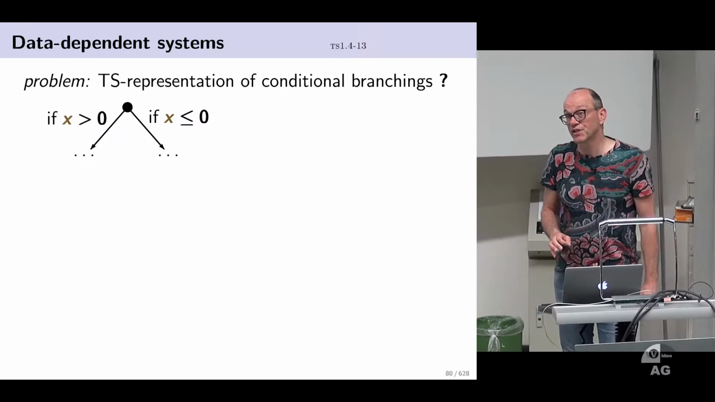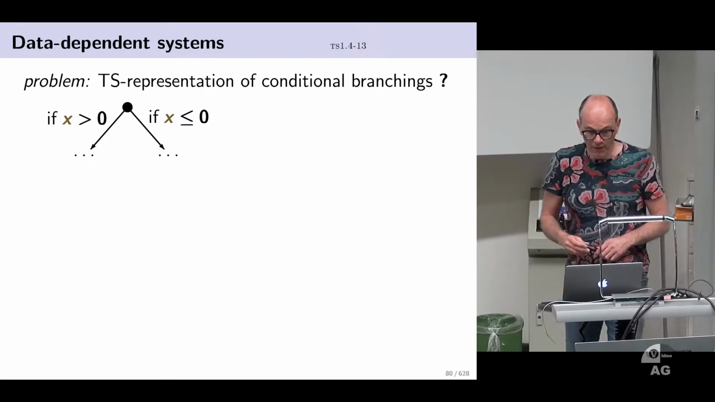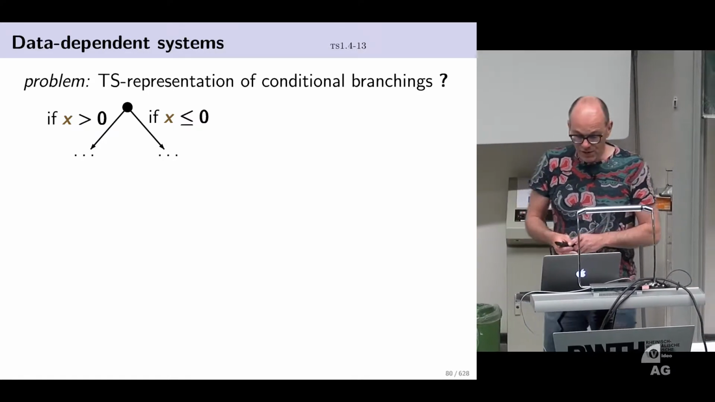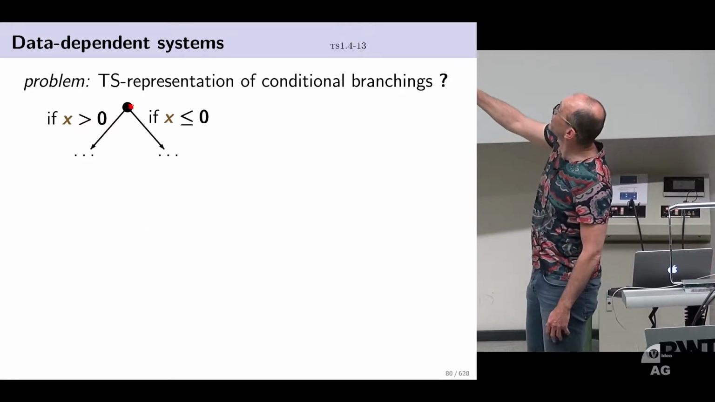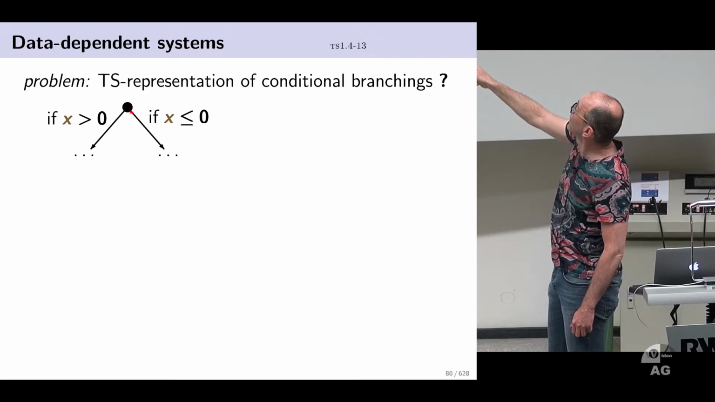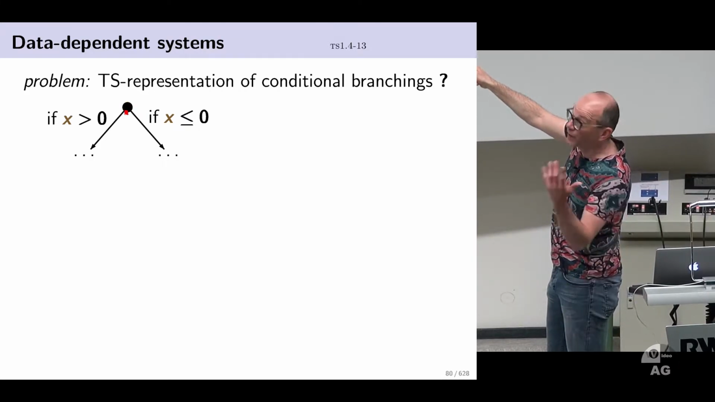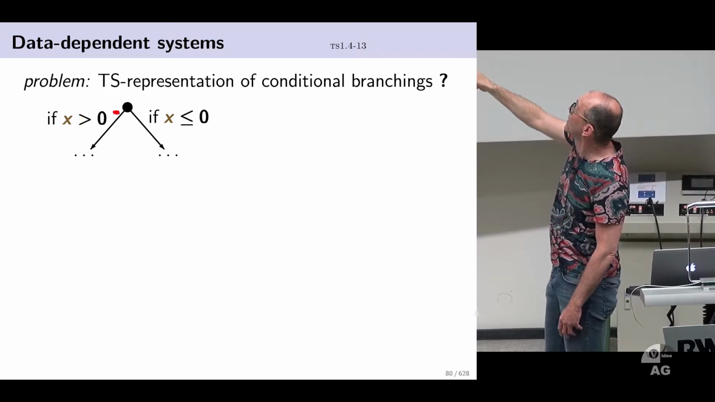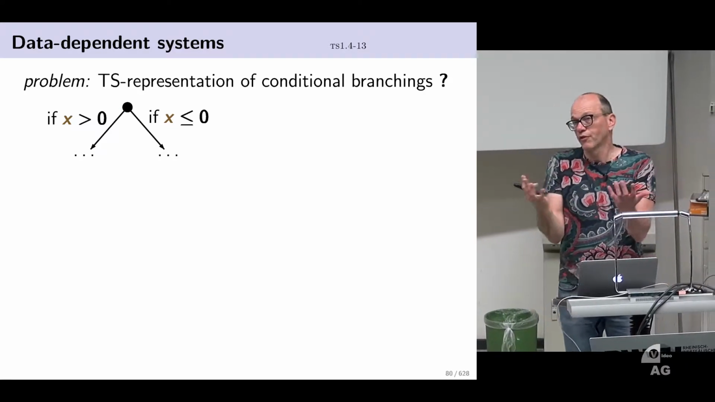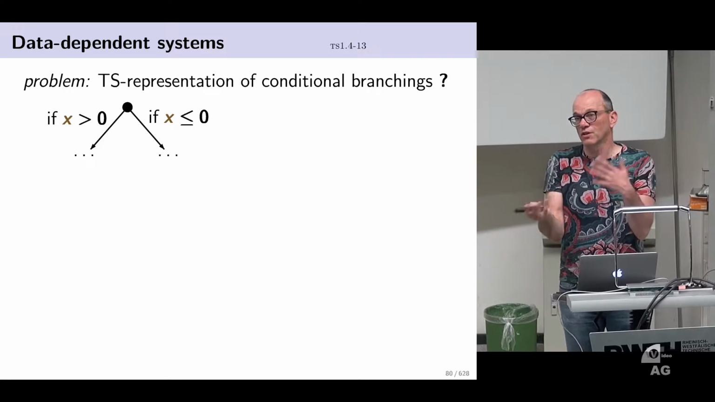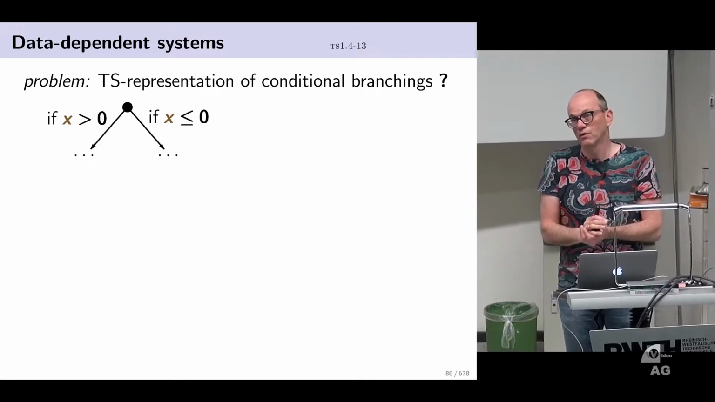Now for data-dependent systems, and think about programs, this is a bit different. You cannot, for instance, equally simply model in a transition system a situation like this. We are in a state, and now depending on the value of some variable in the program, let's say x, we would like to go left or we would like to go right. So the current definition of transition systems does not give us any means to model this.